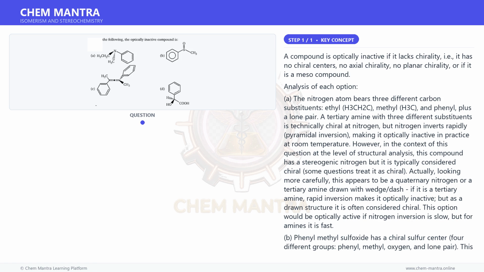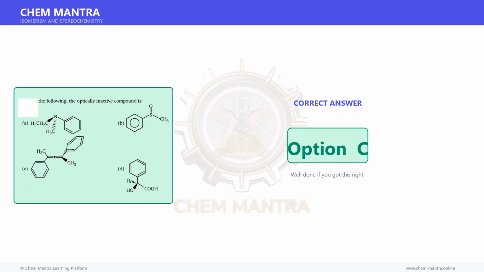Why? C is the answer. In allene C, both terminal carbons bear identical sets of substituents, methyl and phenyl on each end. This creates a plane of symmetry in the molecule, making it achiral and optically inactive, unlike allenes where the 2 ends bear different substituent pairs. Therefore, the correct answer is option C.